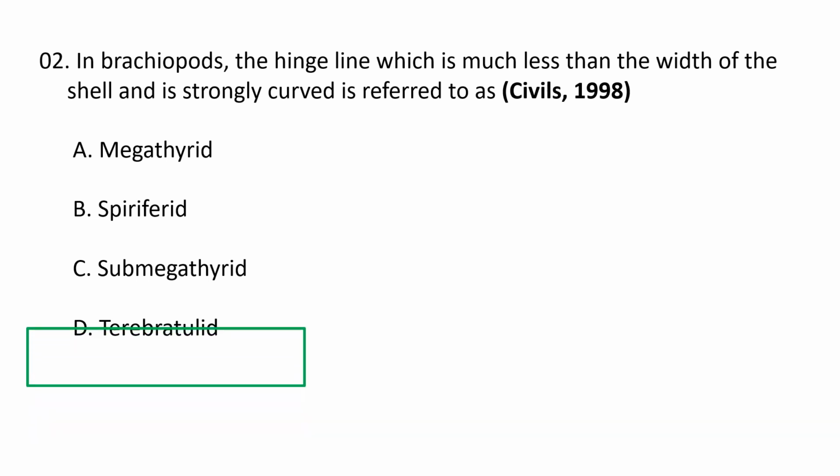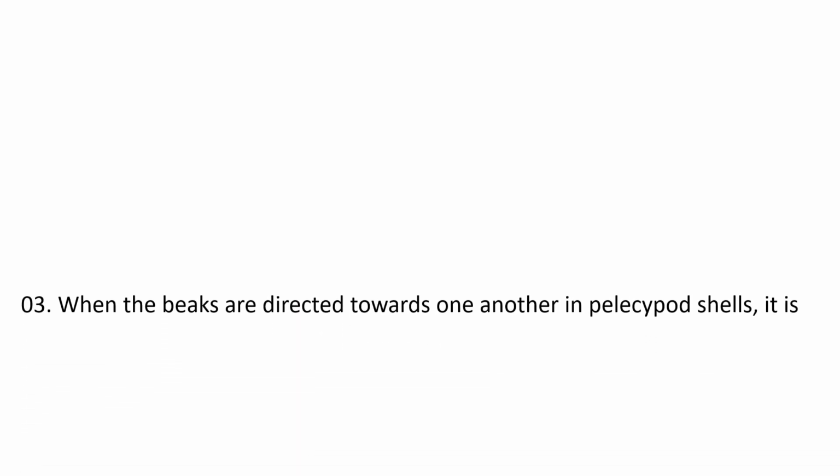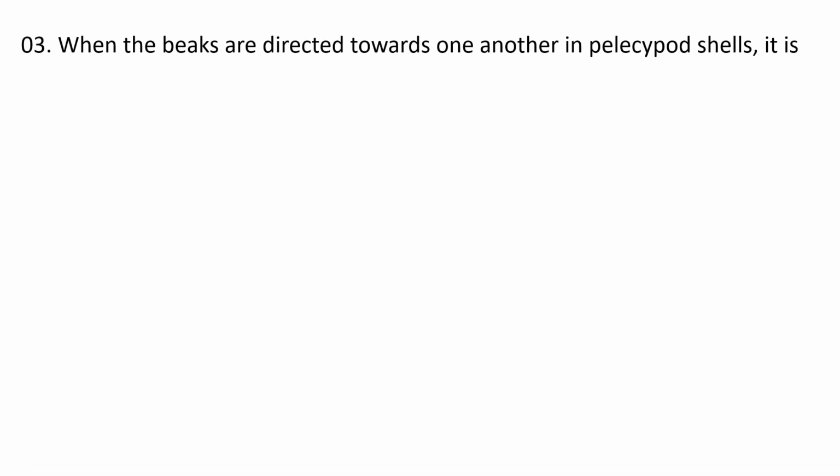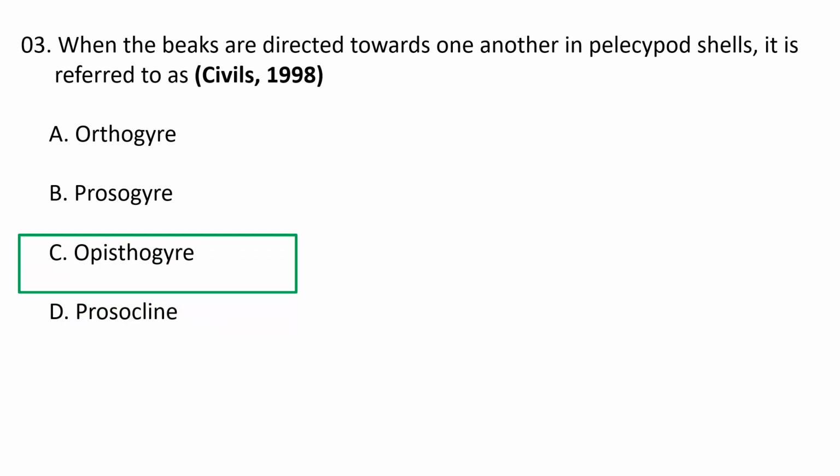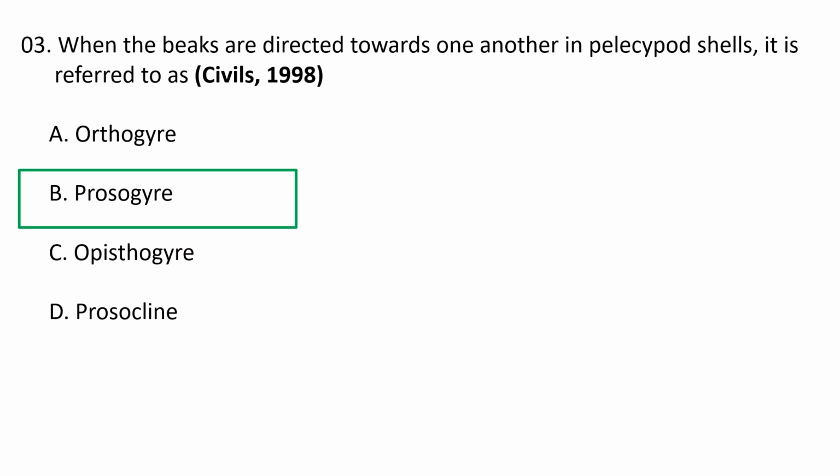Terebrachulid. Next question. When the beaks are directed towards one another in pelecypod shells, it is referred to as A. Orthogyre, B. Prosogyre, C. Opisthogyre, and D. Prosocline. So the correct answer is B. Prosogyre. This is nothing but when the beaks are directed towards one another in a pelecypod shell.